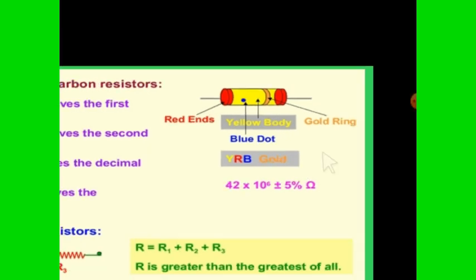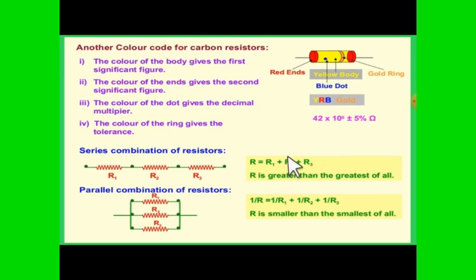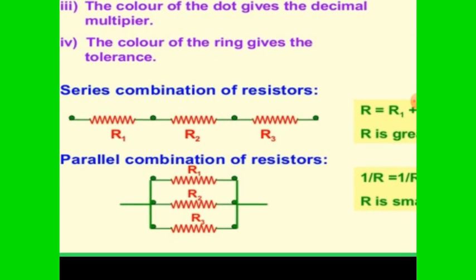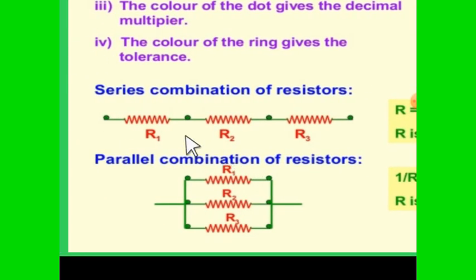Okay, and now let's quickly go through the combination of resistors. If two or more resistors are connected one after another, then that type of combination of resistors we call a series combination of resistors. So R1, R2, R3, these are different resistors connected one after another, then we call this type of combination series resistors.